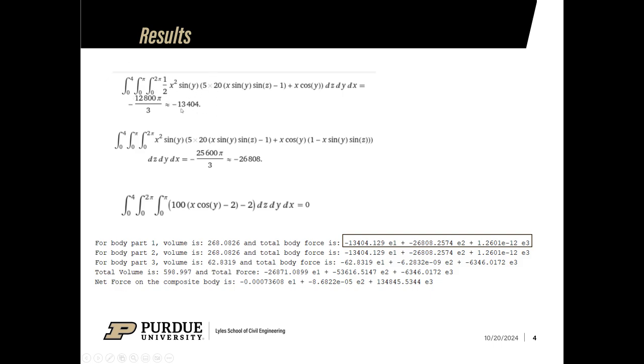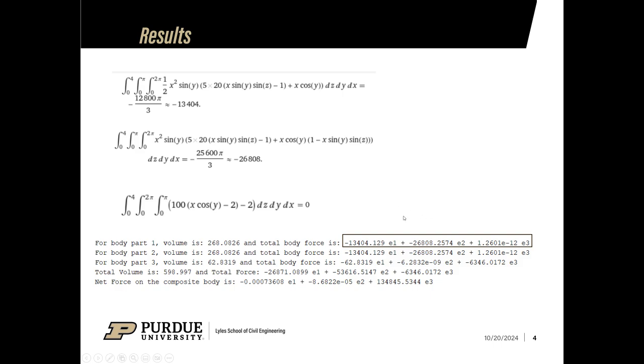And so it ended up giving me negative 13,404, negative 26,808, and 0 for the z direction. And body part 1 is exactly the sphere one, and this is basically what I got. I think Wolfram could have given me more significant figures, but this is what it gave me. So it's basically what we got from the code.